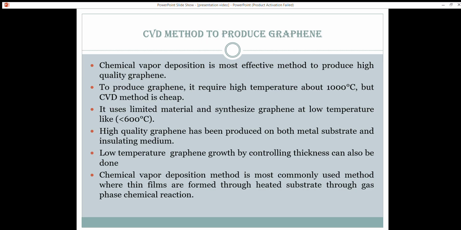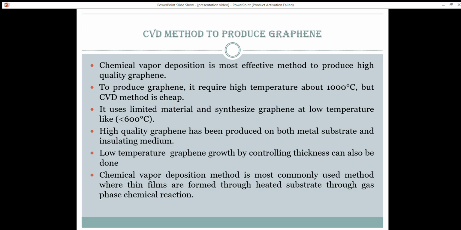It uses limited material and can synthesize graphene at low temperature, like below 600 degrees Celsius. High quality graphene has been produced on both metal substrate and insulating medium. Low temperature graphene growth by controlling thickness can also be done. So this was basically done by another method which we will discuss in plasma enhanced chemical vapor deposition. It uses an even lower temperature than the chemical vapor deposition method.